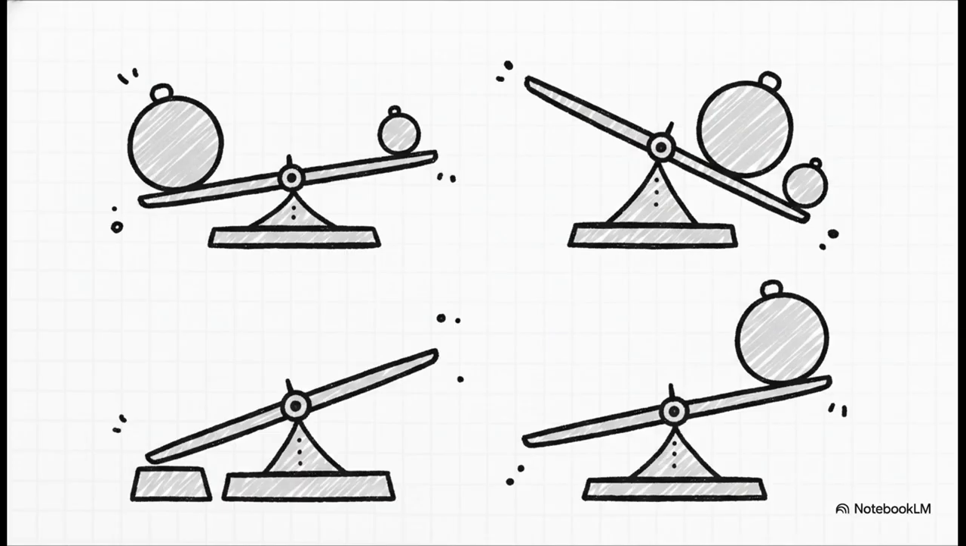Section 4. Understanding linear inequalities when scales tip. We've totally mastered the perfectly balanced scale, but what if things are intentionally tipped to one side? When things aren't perfectly equal, we use linear inequalities. Instead of an equal sign, we use these 4 distinct symbols to tell us exactly which way the scale is tipping. Less than, greater than, less than or equal to, and greater than or equal to. These little symbols open up a completely new world of mathematical modeling.